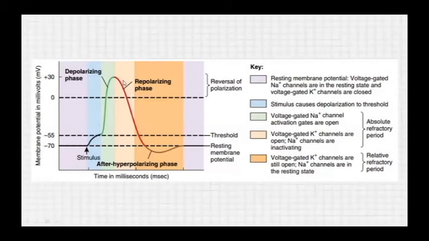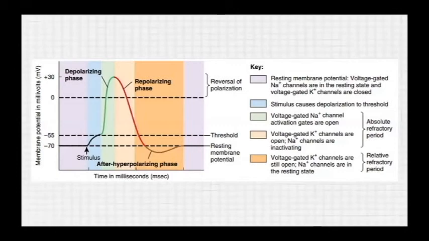As the curve goes down, it reaches the after-hyperpolarizing phase, which is the phase where the membrane potential has reached its most negative level compared to the other phases. Then after reaching that after-hyperpolarizing phase, it will go back to its normal resting membrane potential, which is about -70 millivolts. So that is how action potentials work.